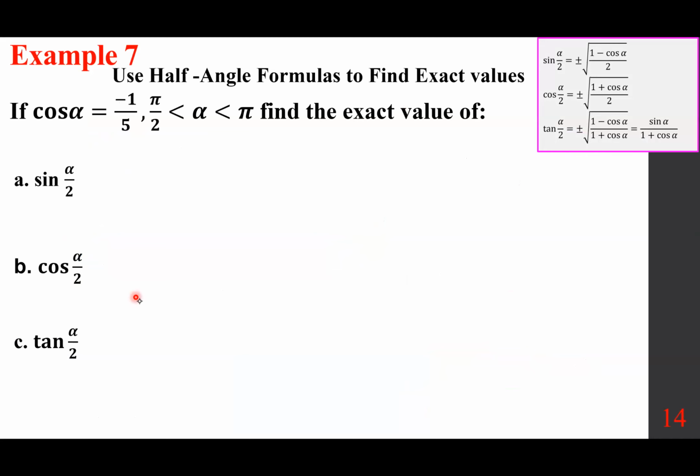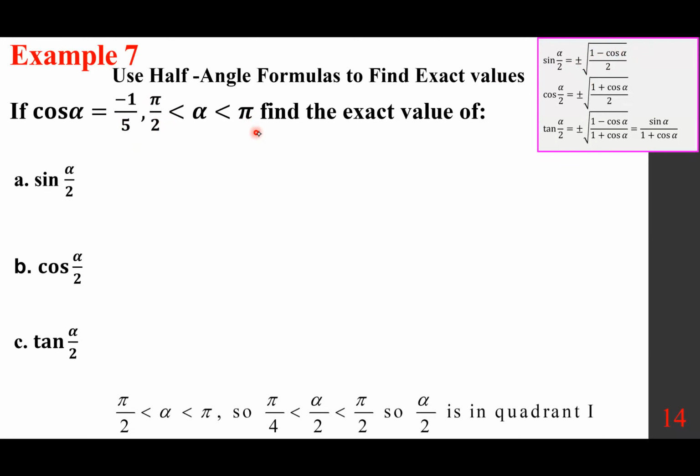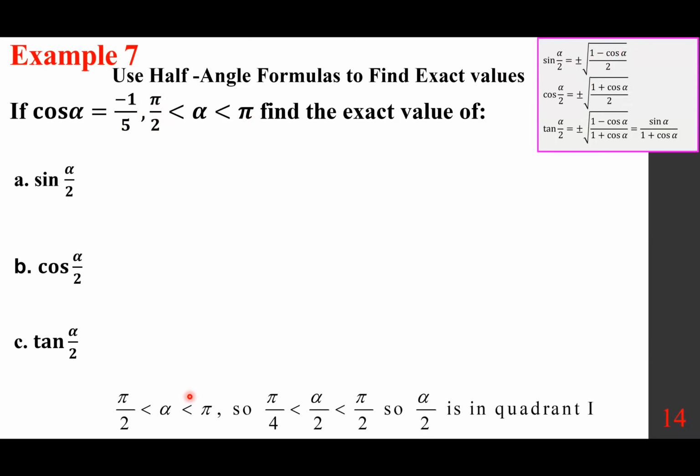So we just use the formula for sine. We write plus minus square root of (1 minus cosine alpha) over 2. So we can use that. But is it plus or minus? Since we want to go with alpha over 2, half of this is pi over 4, half of this is pi over 2, and it puts it in the first quadrant. So half of pi over 2 is pi over 4, half of pi is pi over 2. And so alpha over 2 is in the first quadrant. Makes it positive, so plus minus, we just use the plus.